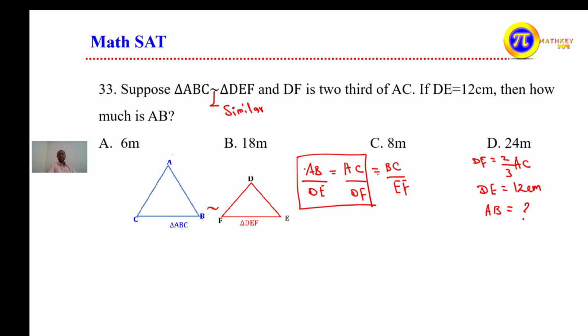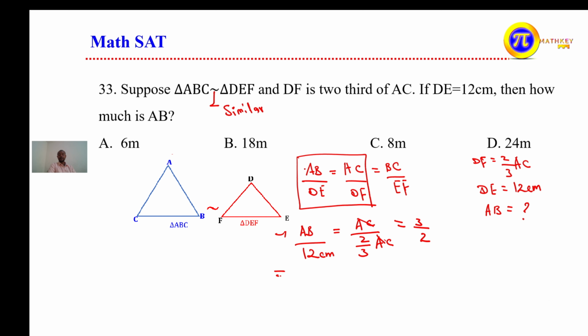Since BC over EF doesn't help us, we ignore it. So this implies AB divided by DE, and DE is 12 centimeters, is equal to AC divided by DF. That is 2/3 of AC; you have to substitute that one. We express DF in terms of AC. We cancel AC by AC, and what remains is 3/2.